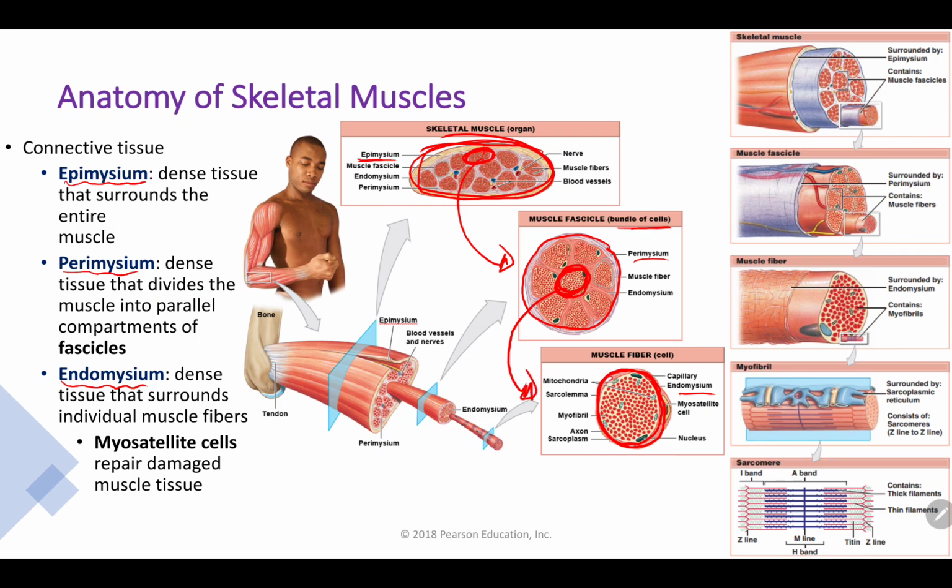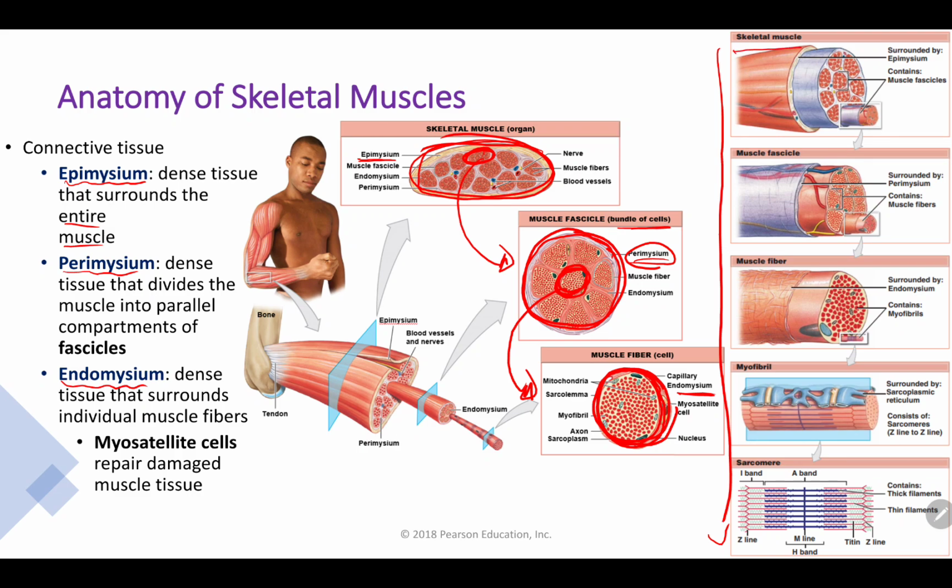But again, remember, the epimysium will be the connective tissue that surrounds the entire muscle. Then we have the perimysium, right? The perimysium will be the connective tissue that surrounds a muscle fascicle. And then we have the endomysium. The endomysium will be that connective tissue that surrounds the individual muscle fiber or the individual muscle cell, okay? And so I like this little breakdown right here because we go down from macroscopic to microscopic.